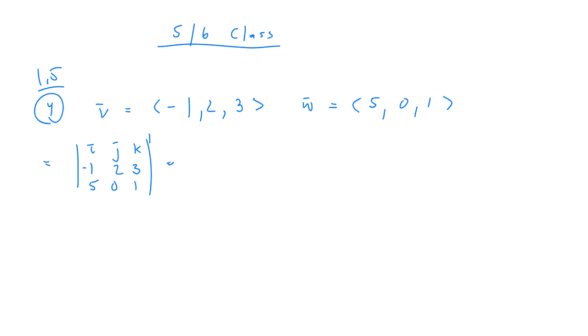And again, the idea is you're working across the first row, so i, and then get rid of everything in that first row and the first column. So you're left with the 2, 3, and 0, 1. And then as you're moving across the row, they alternate. The next one is minus. Get rid of the first row and the second column. And move to the third one. So this is when we get rid of the first row, third column.